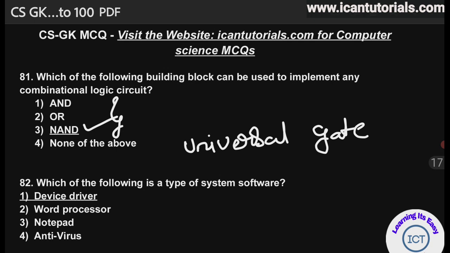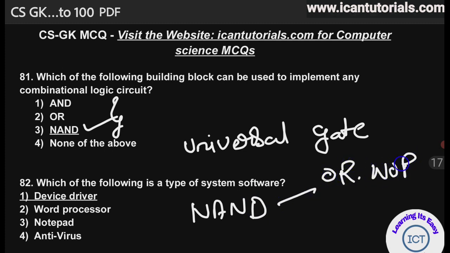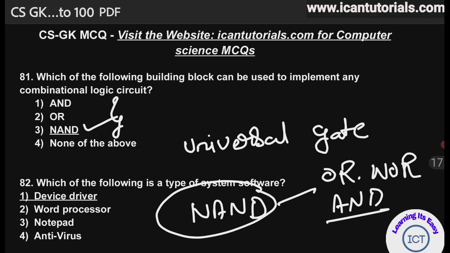Using this NAND gate, we can build any type of gates like OR gate, NOR gate, AND gate, and any other gates. We can combine many NAND gates and build any type of logic gates or logic circuits. That's why NAND is called the universal gate.